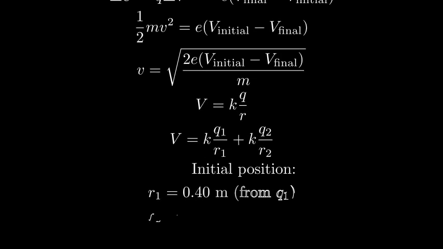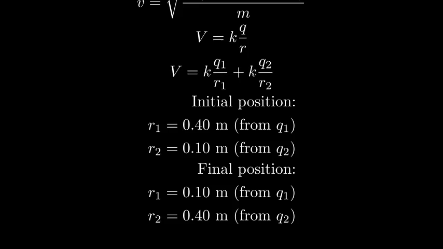At the initial position, the electron is 10 centimeters from the negative charge, so R2 equals 0.10 meters. And it's 40 centimeters from the positive charge, so R1 equals 0.40 meters. At the final position, the electron is 10 centimeters from the positive charge, so R1 equals 0.10 meters. And it's 40 centimeters from the negative charge, so R2 equals 0.40 meters.